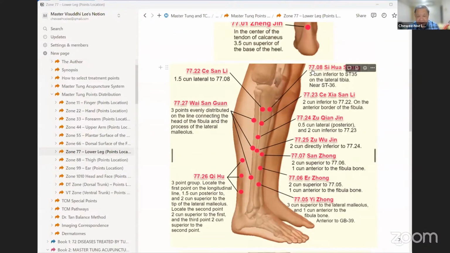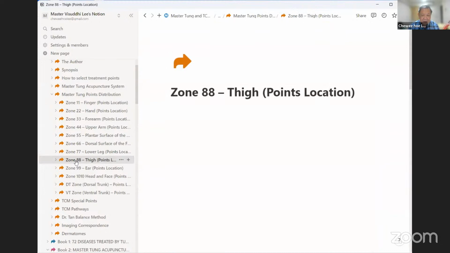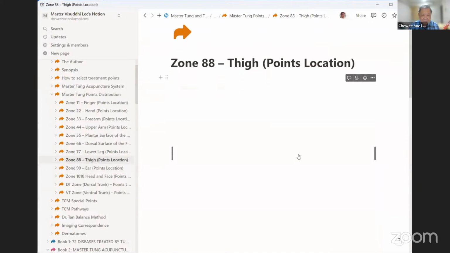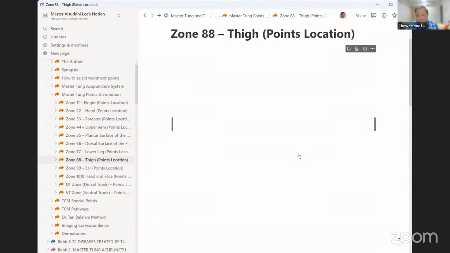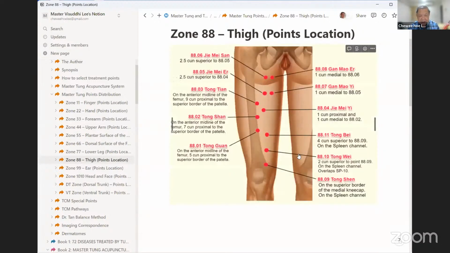You see here, 7708 is near stomach 36. Eight is on the thighs. Not to worry, when you get your digital link, you will have access to all this.